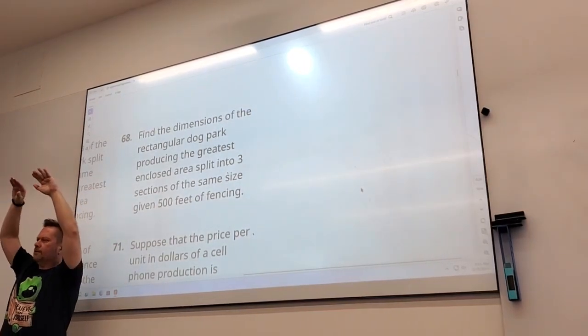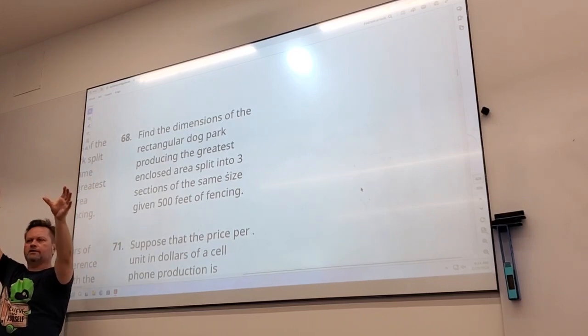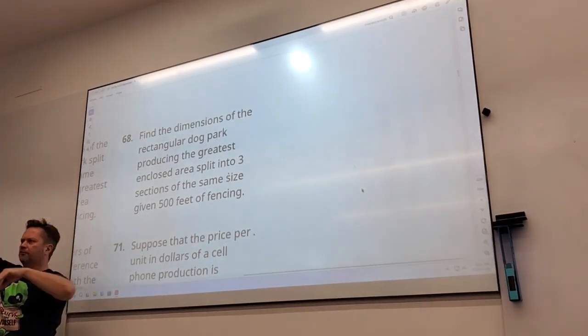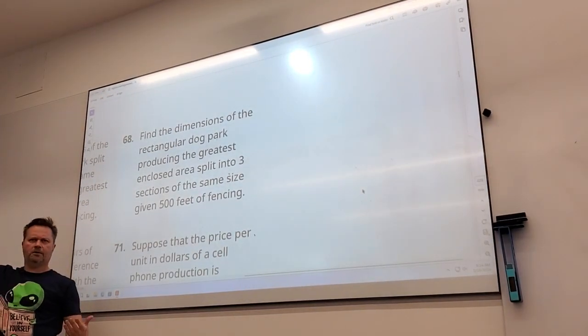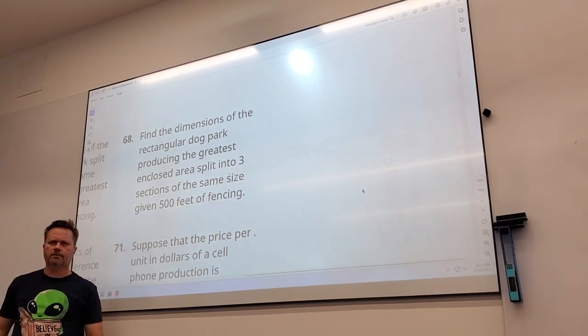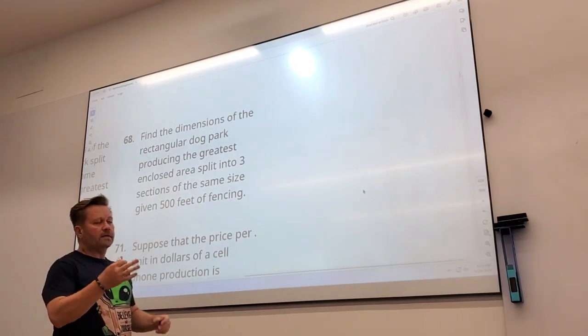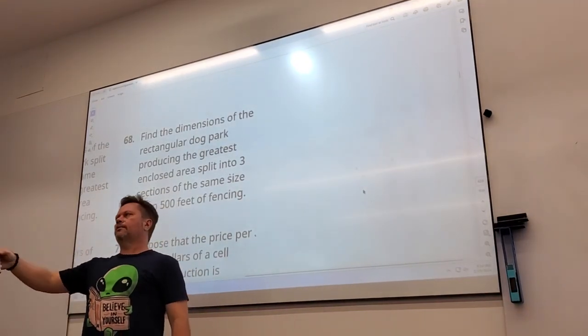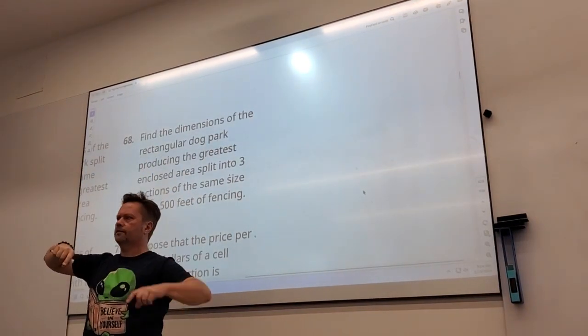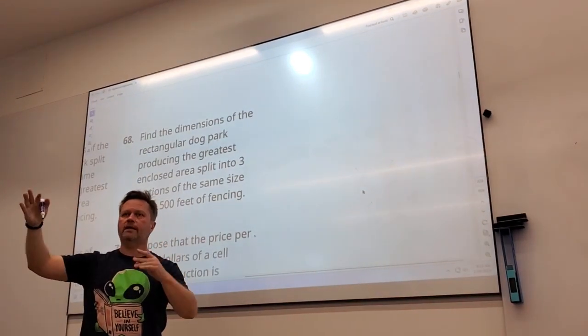So can you envision this in your head? Maybe there's one section for small dogs, one for medium, one for big. Does that make sense? That could be one reason why they want to do this, right? So that the big dogs aren't bullying the small dogs. If I give you this kind of problem, I might give you the picture, because if you can't draw the picture, you're not going to know how to set anything up.